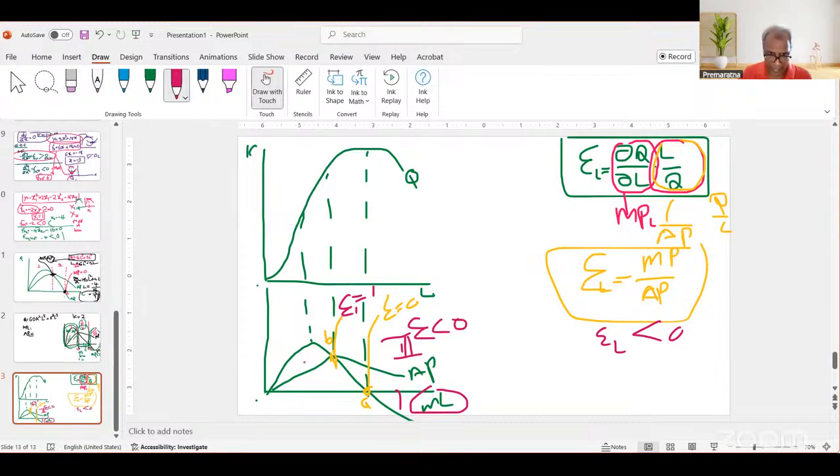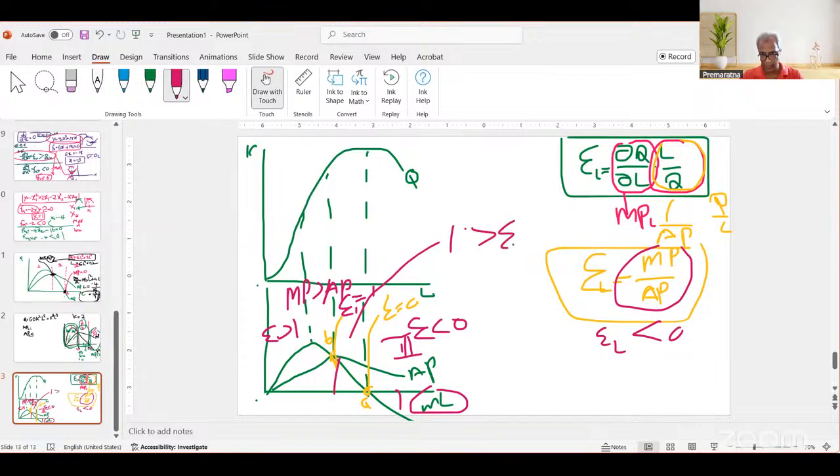Look at the first stage: the marginal product is higher than the average product. So according to this formula, the elasticity must be greater than 1. Automatically, stage 2 is in between, with elasticity greater than 0 and less than 1.